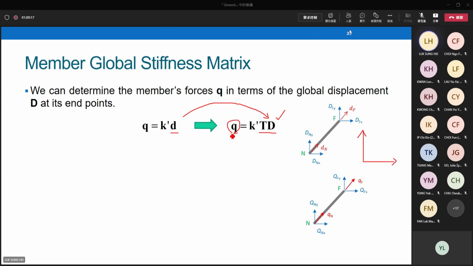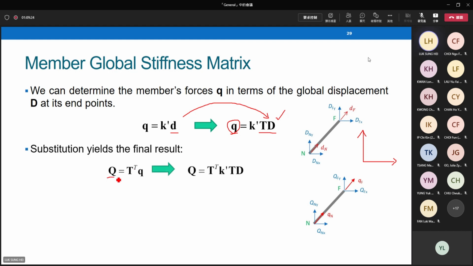For force, we can utilize the force transformation equation we learned in the previous section again. Global force, big Q, equals the force transformation matrix times local force. This appeared in the previous sections when we introduced force transformations. So big Q equals transformation matrix times q. What is q? Substitute q into this second equation. And now we have a more general formula.